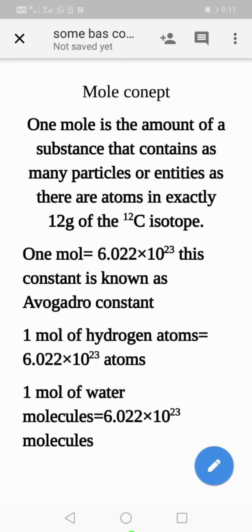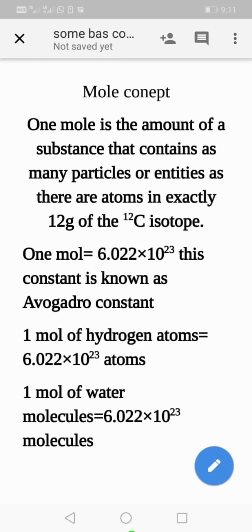For example, the molecular mass of water is equal to 18 u. How do you get 18? The atomic mass of hydrogen is 1 u, and oxygen's atomic mass is 16 u. So the total in H2O is 18 u. That is the molecular mass of water. Molar mass is numerically equal to 18 itself, but the unit is different. That is, the molar mass of water is 18 gram per mole.